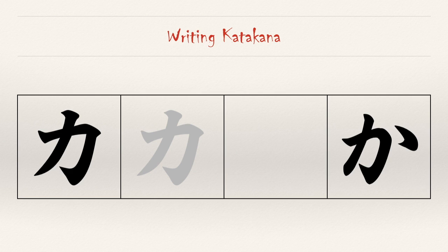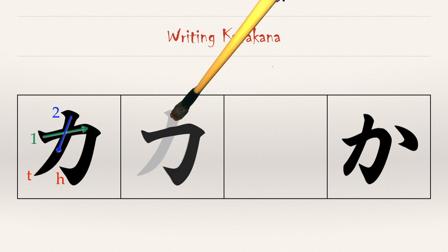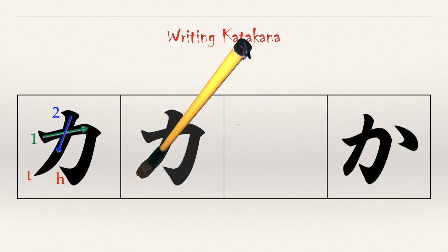Just like the hiragana ka, the first stroke of the katakana character goes across and down and ends in a hook. The second stroke goes down across and ends in a tail as well. Let's try this together. Remember, as you write the character, say the pronunciation. So, our first stroke goes across, down, and comes up in a hook. And our second stroke tails down to the left.